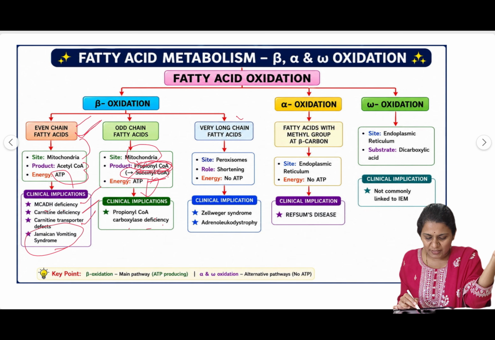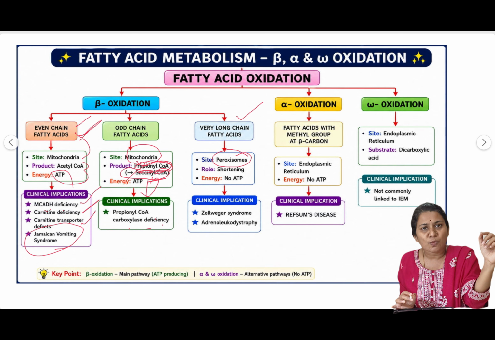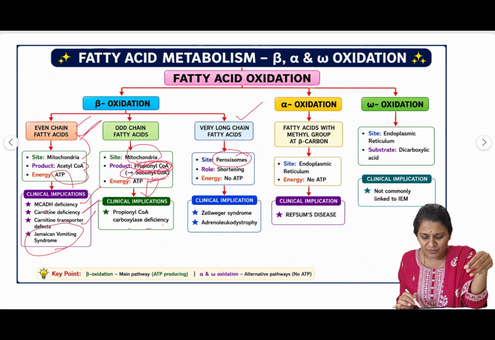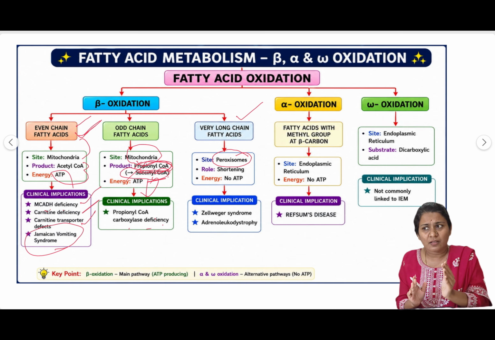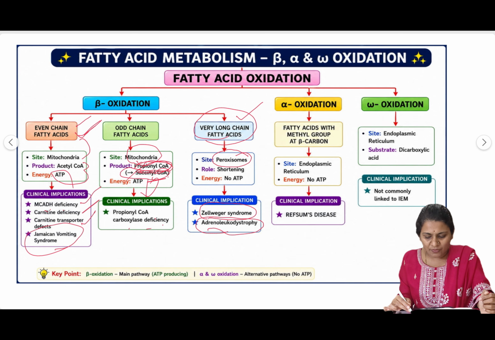There is something called very long chain fatty acid oxidation. It takes place in peroxisome, because the chains are very long, with more than 22 carbon atoms. The main function of peroxisome is to shorten the fatty acids to attain a good size, so that they can go to mitochondria and produce ATP. If there is a defect in the shortening of very long chain fatty acids, what is going to happen? There is Zellweger syndrome and adrenoleukodystrophy.